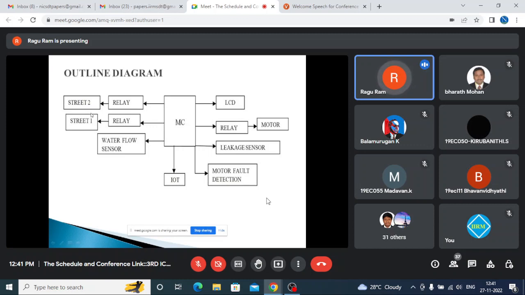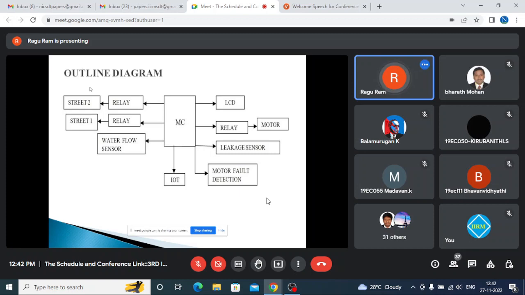For street 1 and street 2 with the relay, the water can flow through one street, and the water can flow through many streets. But if there is water leakage in one street, only that street is cut off, and the water can go through the other street. This is the outline of my diagram.